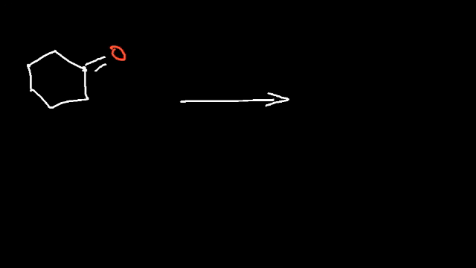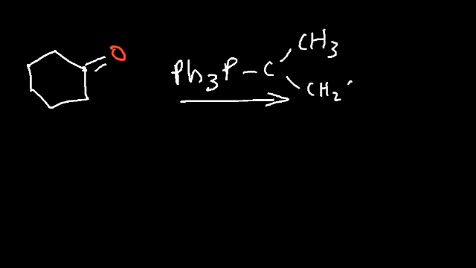So let's try another example. Let's say if we have cyclohexanone. And sometimes you might see the ylide in a different form. Let's say if it looks like this, where the carbon has a negative charge and the phosphorus has a positive charge.